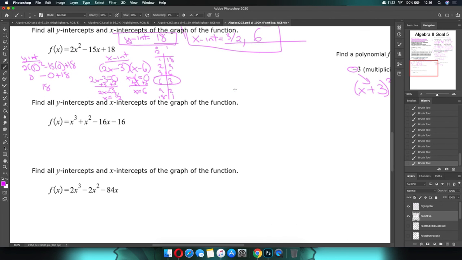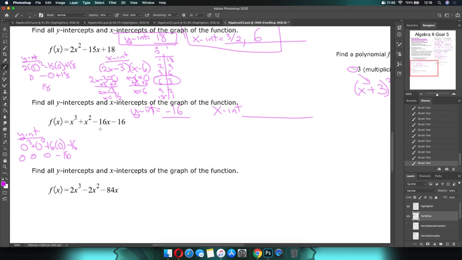We approve. Next up, we're going to have our y-intercept is going to be something, and then our x-intercepts are going to be something, and all we're doing for our y-intercept is plugging in 0. So 0 cubed plus 0 squared minus 16 times 0 minus 16. I wonder what this is going to be. Because 0, 0, 0 minus 16. Funny that. Oh, computer, do not lag on me right now. This is my last video until lunch.